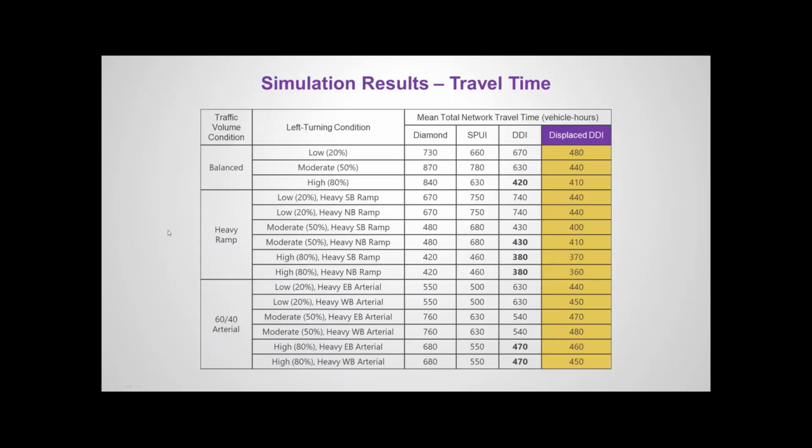And so here are my operational results for travel time after I compiled all the results. I used the mean total network travel time for each scenario in vehicle hours. So the results showed that the displaced DDI provided the least amount of travel time overall out of all 4 interchange designs. And in most cases, it was statistically significant. Only a few cases, as you can see here, that are listed in bold, were not statistically significant. So definitely a lot of travel time to be saved with the displaced DDI.